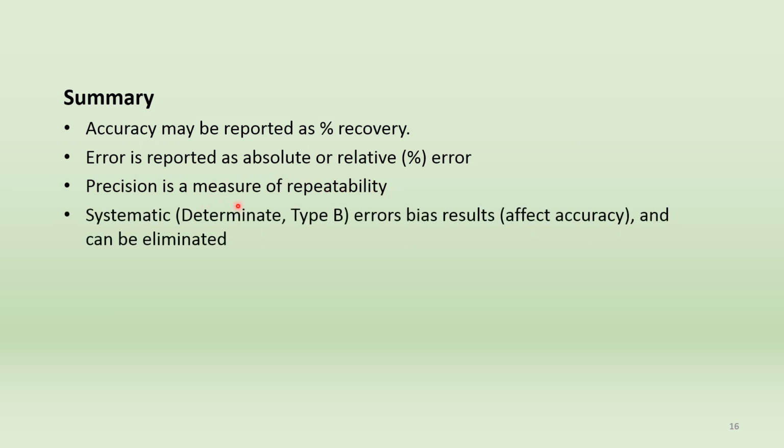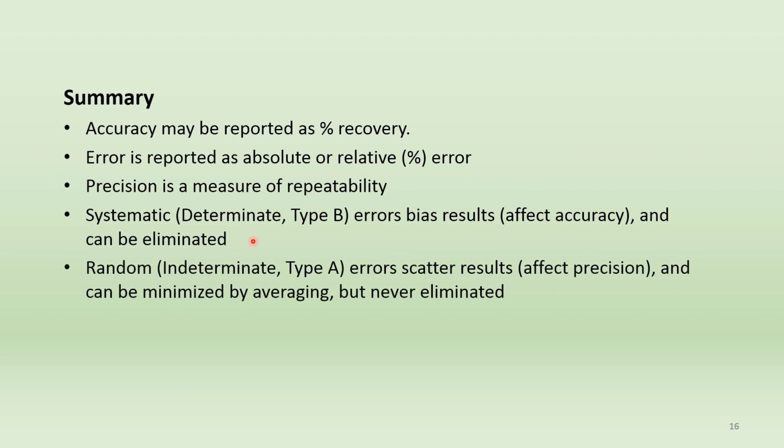Systematic, that is determinate or type B errors, will bias the results and affect accuracy, and they can be eliminated. Random, that is indeterminate or type A errors, scatter the results. They affect precision, and they can be minimized by averaging, but never eliminated.